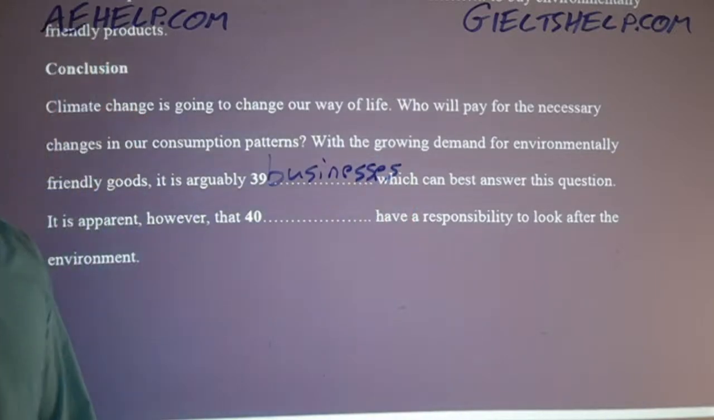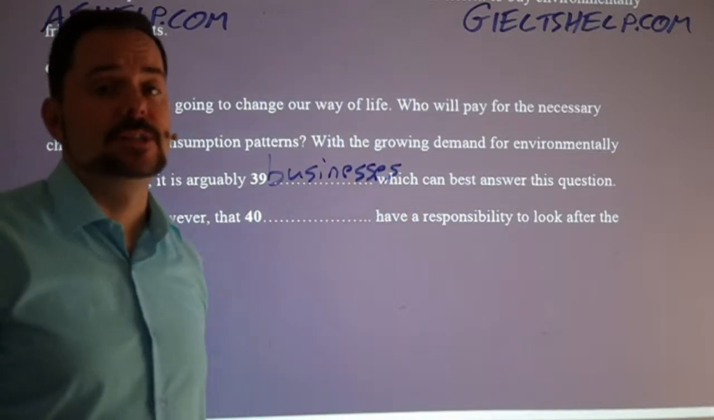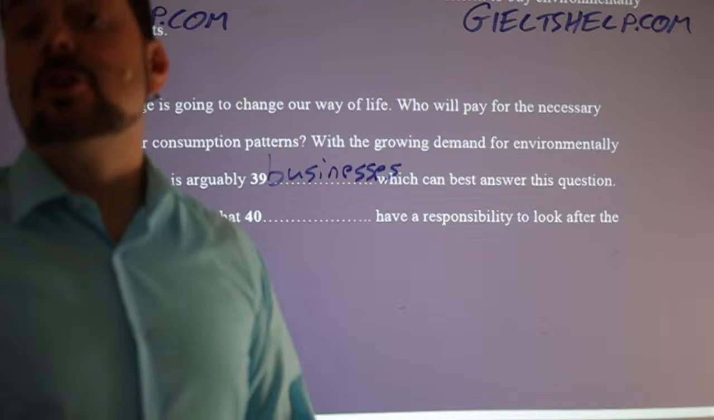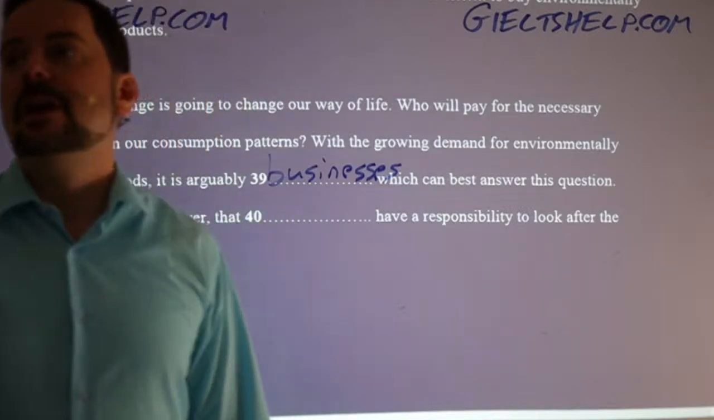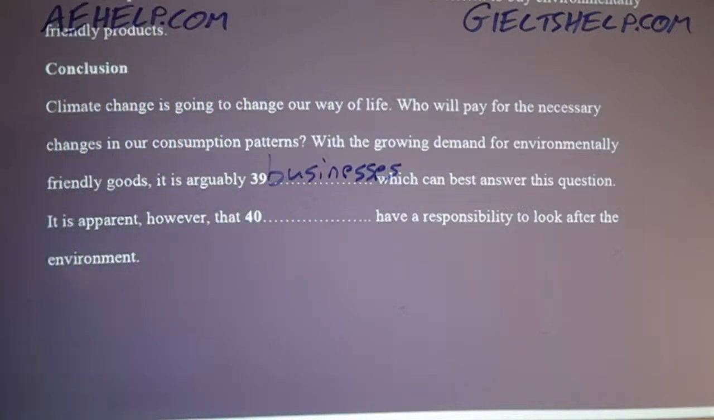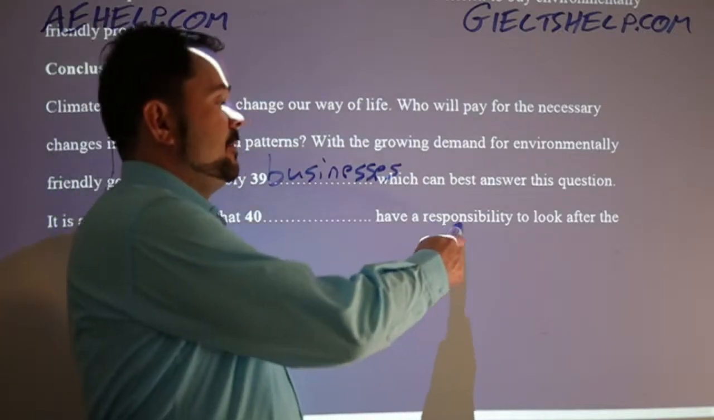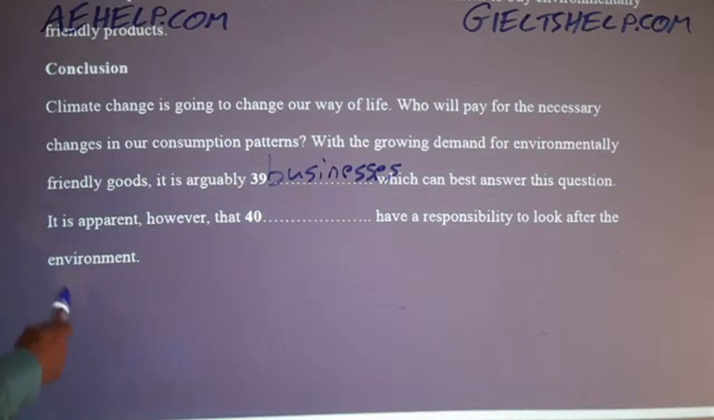Yeah, so companies like Tesla, for instance, right? So companies like Good Earth that create environmentally friendly products. It is apparent, however, that something have a responsibility to look after the environment. So 2 words here. It's kind of a nice way to end it. Karan says people. Hari says we all.